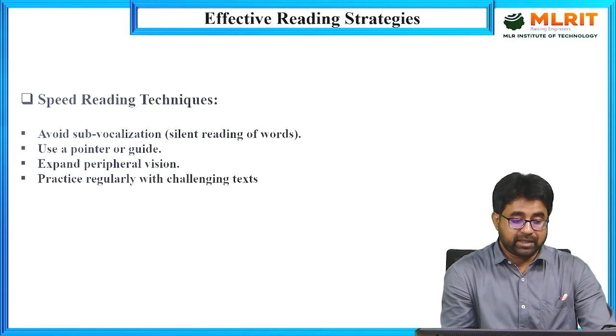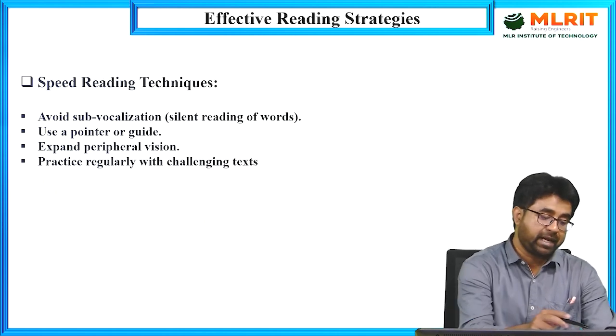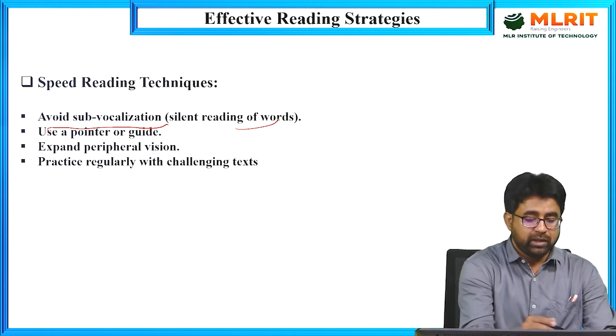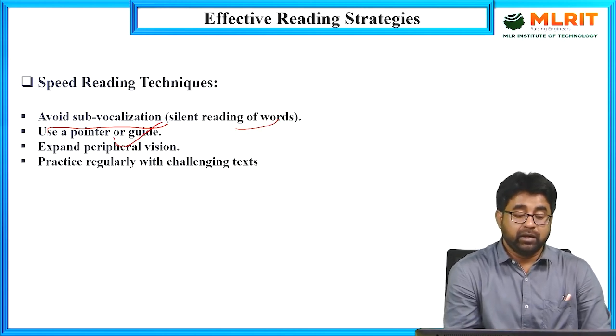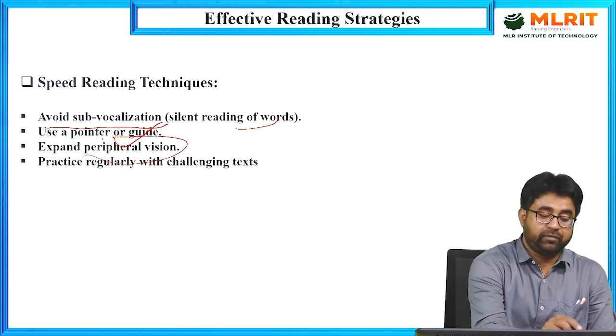Now let's come to the next slide. Speed reading techniques. So how to read in a fast manner? We can avoid subvocalization, or silent reading of the words. Then we can use a pointer or guide that can actually help to speed up our reading process. Then expand peripheral vision. Now this is very important.